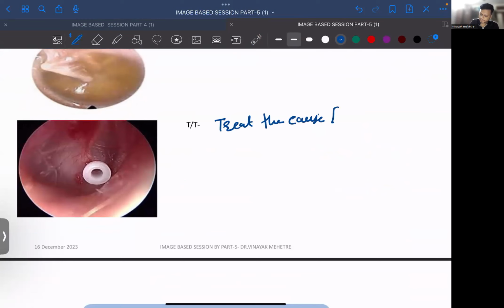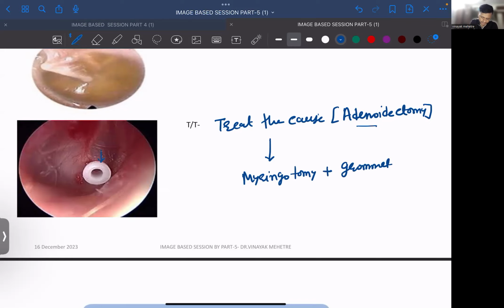तुम्हारे पेपर में क्या आता है? Adenoidectomy. Okay, if it is given as a separate option, you have to mark adenoidectomy or treat the cause. Then afterward, if we have treated with adenoidectomy, then we will do myringotomy, plus what we will do? We will put a grommet.